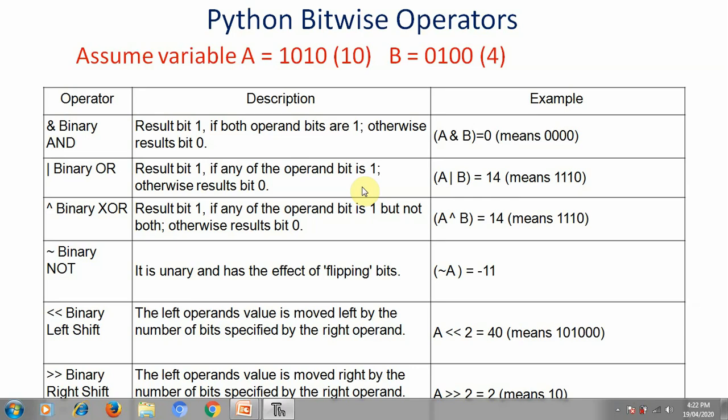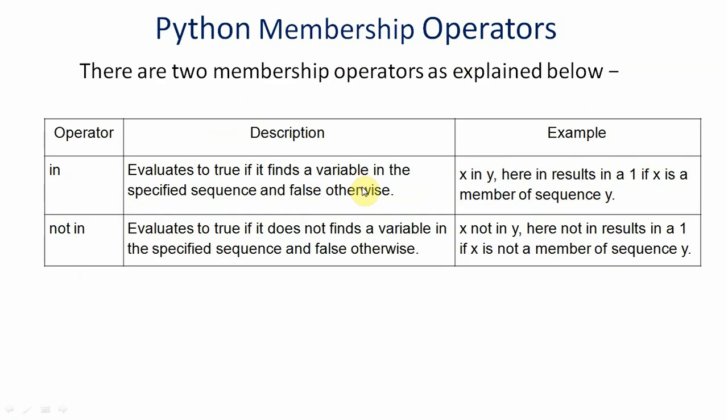The membership operators: there are two operators, in and not in. These operators are available only in Python. Python's membership operators check the presence of an element, object, or value in the specified sequence, for example a list, tuple, or string. The in operator evaluates to true if it finds a variable in the specified sequence and false otherwise.